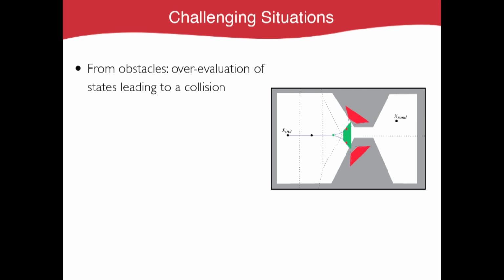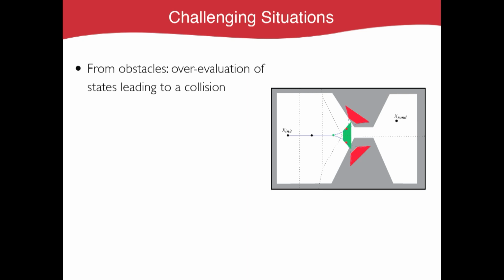The first kind of problem that can occur from obstacles is when you're over-evaluating some of the states that will always lead to collision. For example, here the red state is illustrated. That will always be extended, and they try to be extended, but they will lead to systematic collision. Whereas we would like to expand the green state that has a lower Voronoi region.